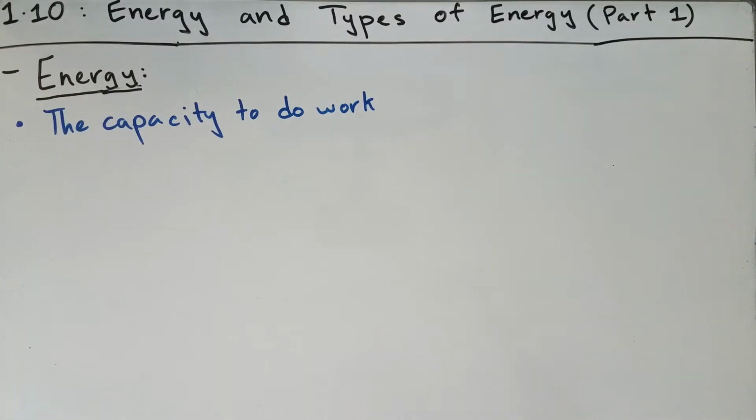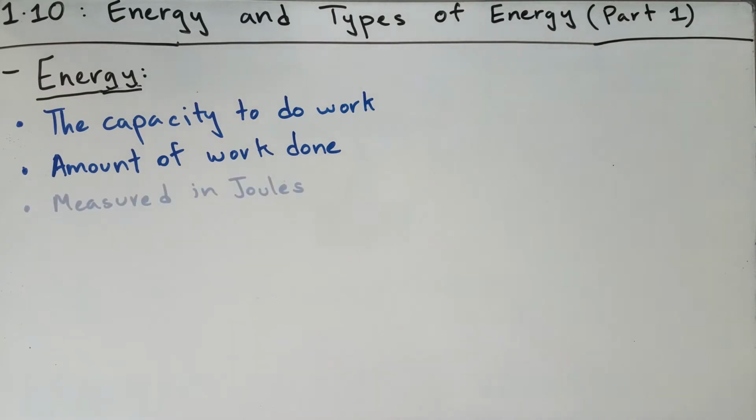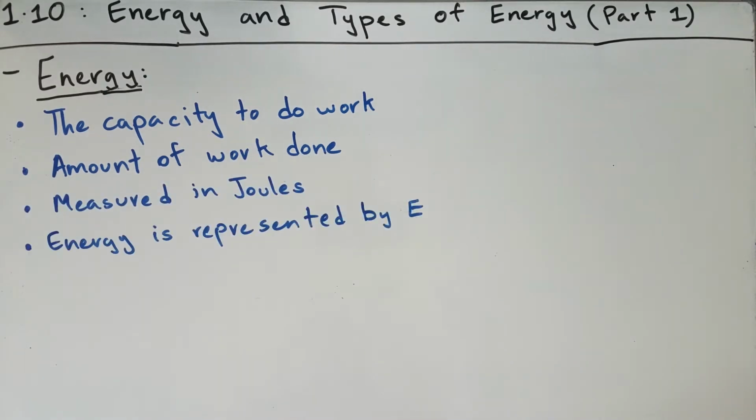So what is energy about? Energy is defined as the capacity to do work. It's a measure universally of the amount of work that you have done. In physics, the quantity of energy is measured in joules. Energy is represented by the letter E, while the unit of energy, joules, is written by letter J.